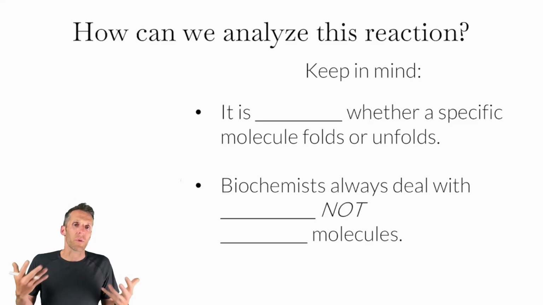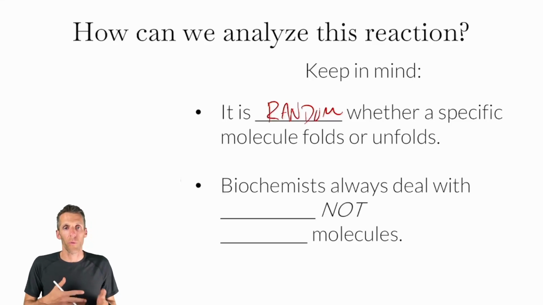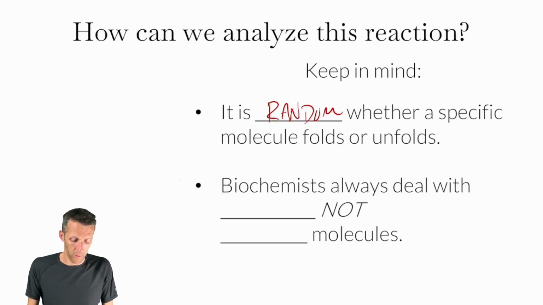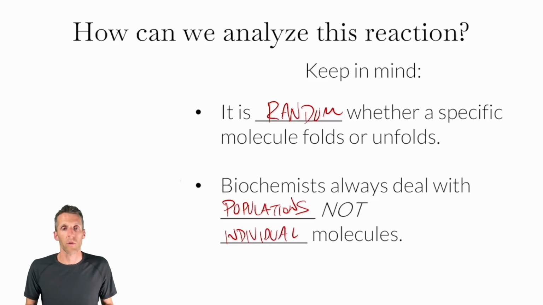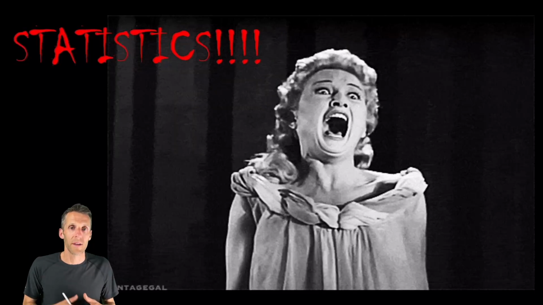If we're thinking about this as a reaction, we have to keep a couple of things in mind. The first is that it is random whether a particular molecule folds or unfolds. If we're just looking at one, it's going to be a random draw whether it's going to fold or unfold. And then finally, biochemists always deal with populations, not individual molecules. So we are looking at a whole population of peptides that are going between these conformations. And if you think through these conditions, what this means is that we get to do statistics.